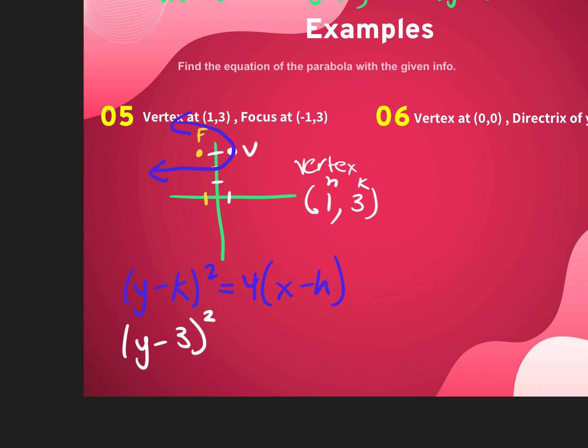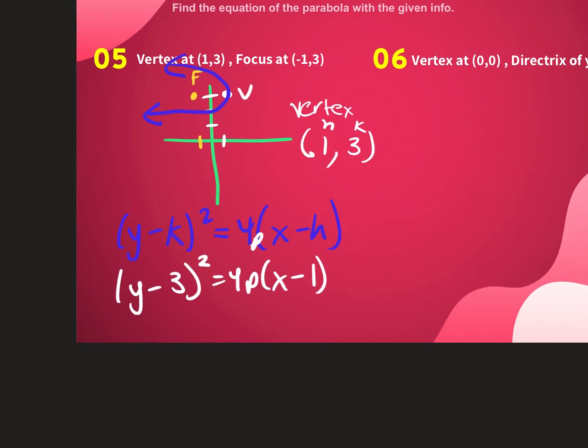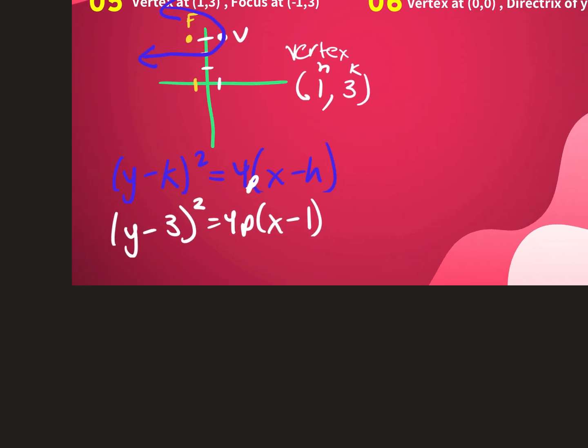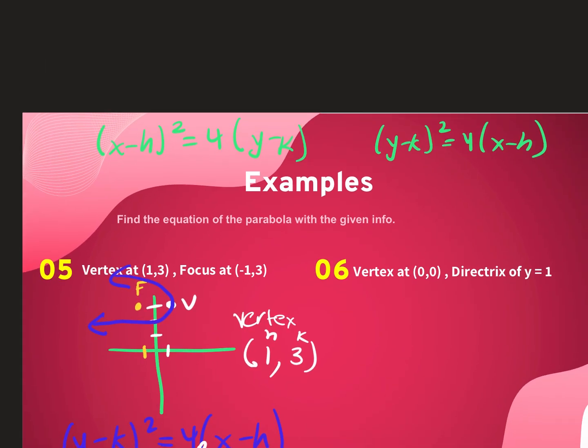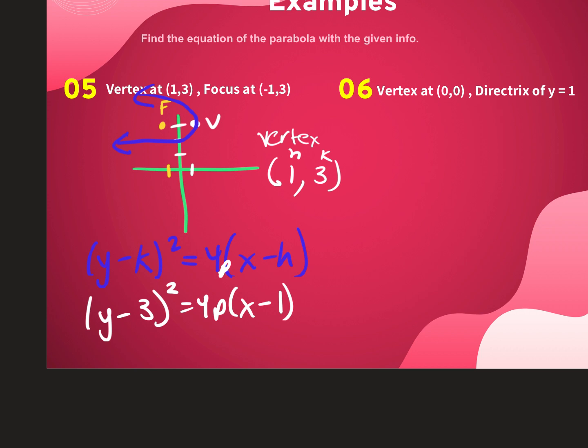And then I have, did I forget the p here? Yeah, there should be a p there. I forgot. Equals 4p times x minus what? 1? Okay. What is that p-value? Remind me again, what is p? P is the distance from where? The vertex to the focus.